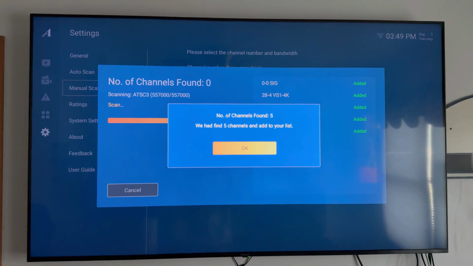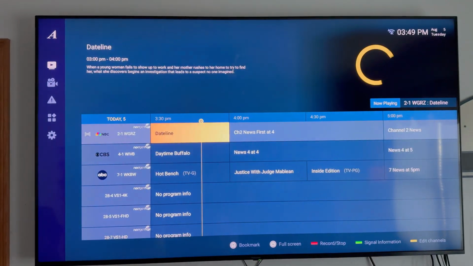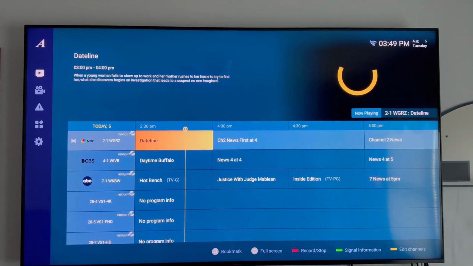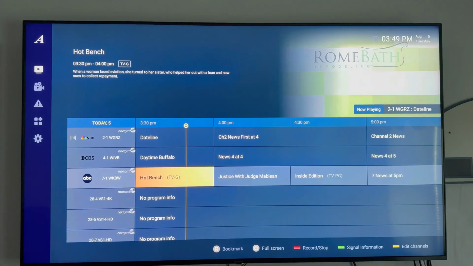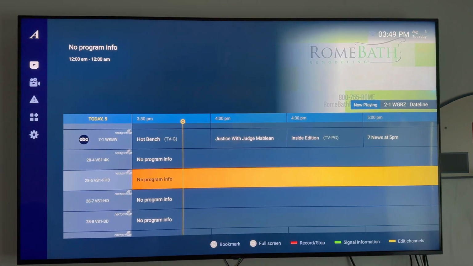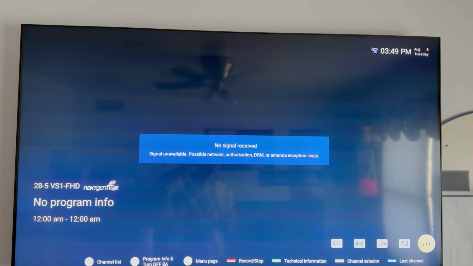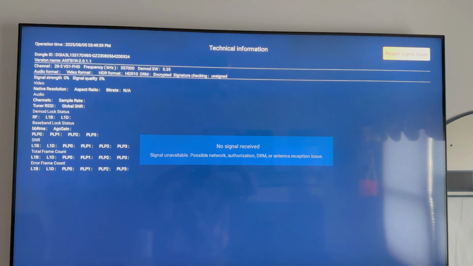It'll be interesting to see here how it handles channel 00. Yeah, so it got rid of channel 00, as it should. Of course, I do not have an internet connection. Let's go to that full HD channel. Let's see if it works on the ADTH box here. Possible network authorization, DRM, or antenna reception issue. There should be enough.